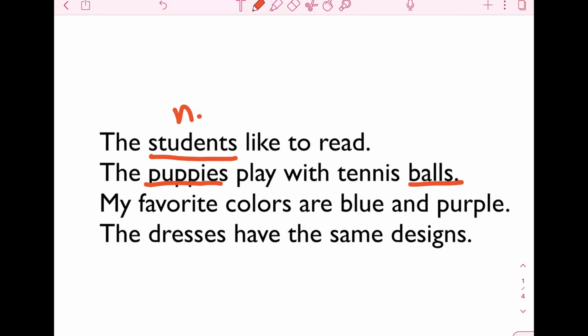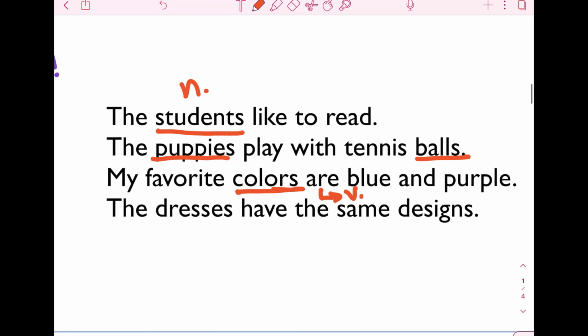And next up, my favorite colors are blue and purple. So in this case, we have favorite colors. So colors is going to be our noun in this case. We have our verb are right here, and colors indicating my favorite range of colors or my favorite set of colors are blue and purple.